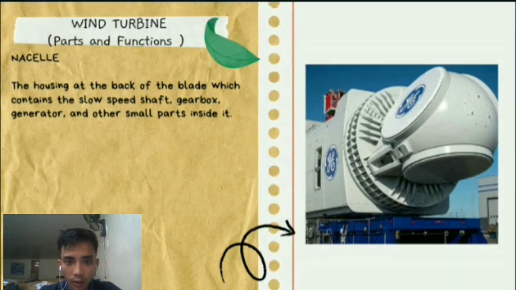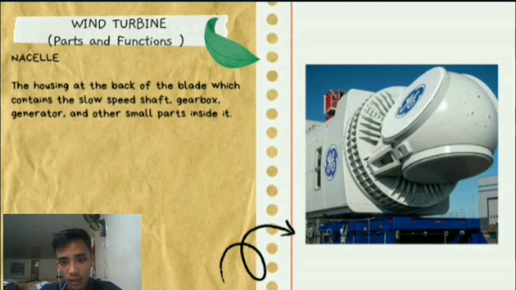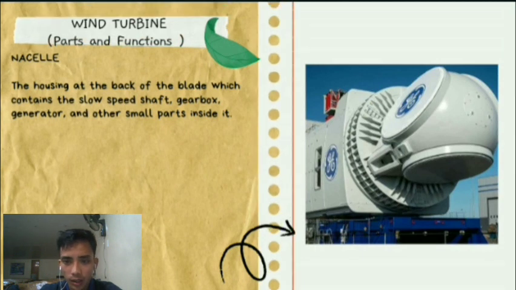Yung number 2, gearbox. If the turbine has a gearbox, it is used to increase the rotational speed of the rotor, optimizing it for the generator. Some newer designs, especially in direct drive turbines, omit the gearbox.